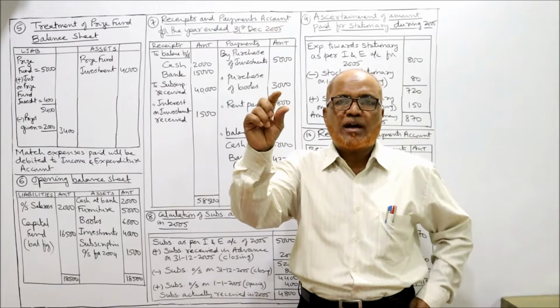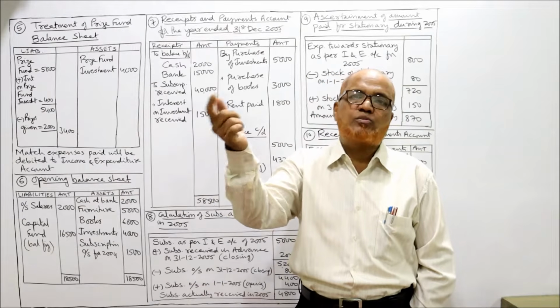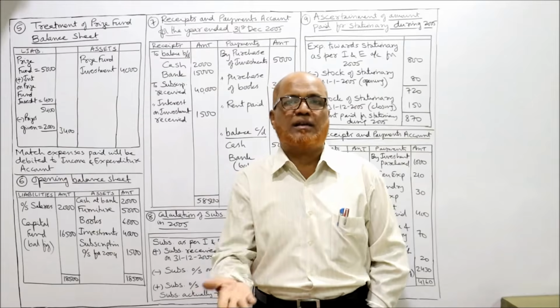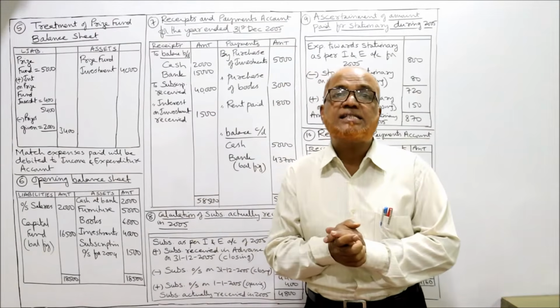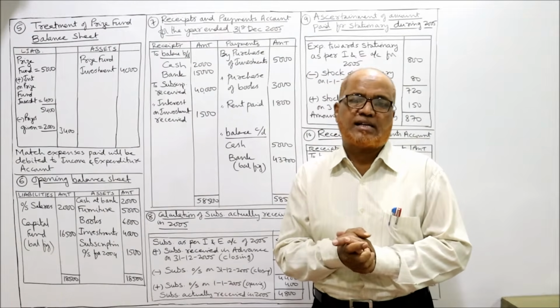तो प्राइस फंड में क्या करेंगे, अगर इनकम ऑन इन्वेस्टमेंट हो रहा तो उस इनकम ऑन इन्वेस्टमेंट को प्राइस फंड में ऐड कर देंगे और प्राइजेस गिवन को माइनस कर देंगे और इन्वेस्टमेंट ऑफ प्राइस फंड will be taken on the asset side. This is the treatment of prize fund. That's what it is asking.